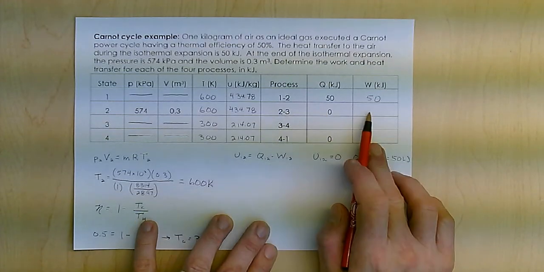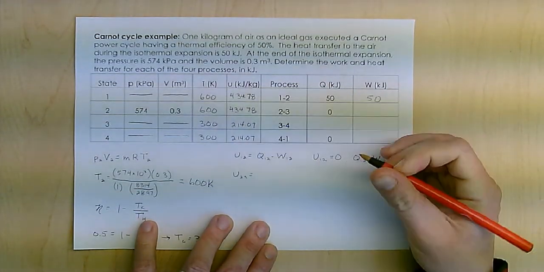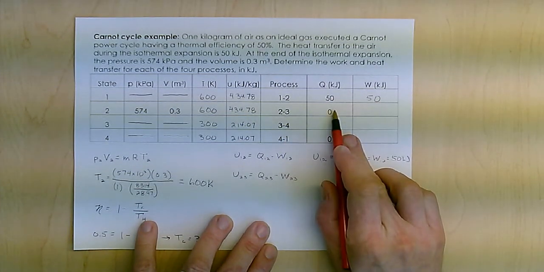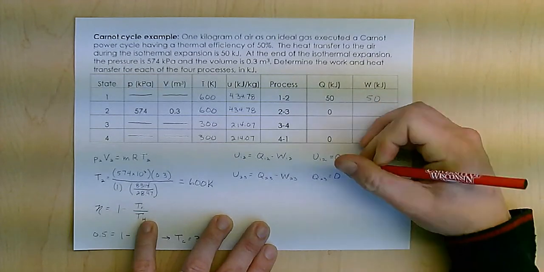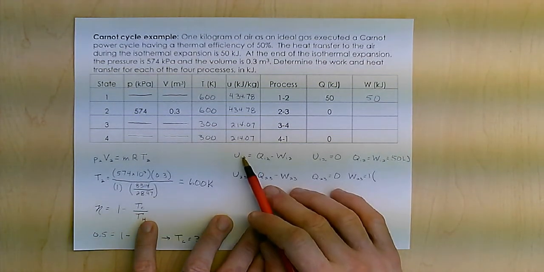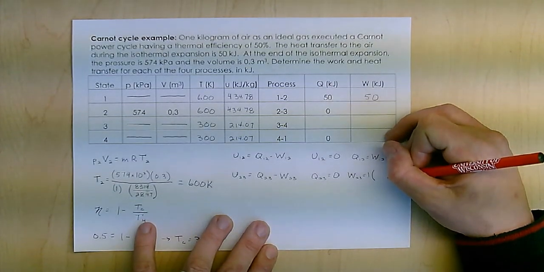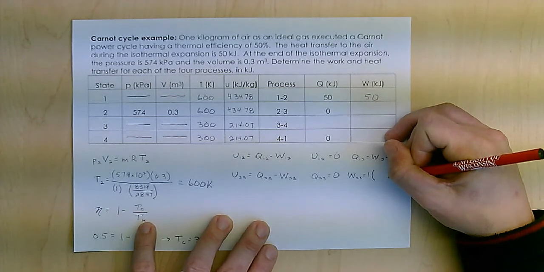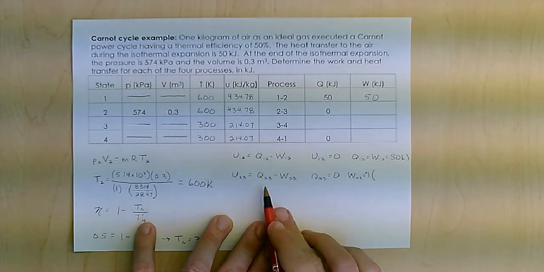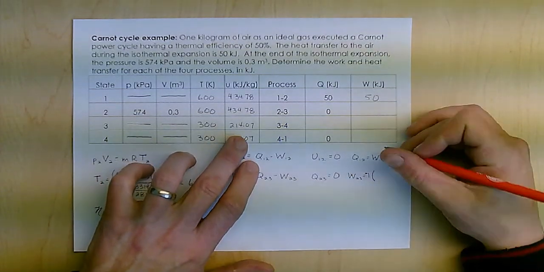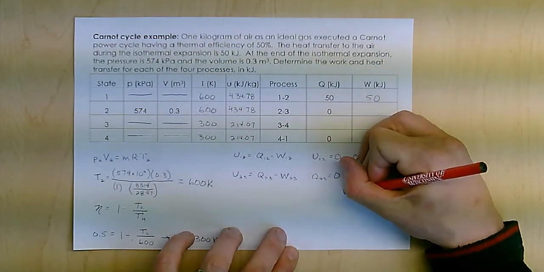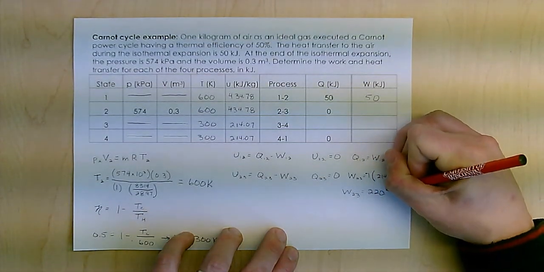Now, for process 2 to 3, U2 to 3 equals Q2 to 3 minus work 2 to 3. Of course, Q2 to 3 is 0. So that means work 2 to 3 equals negative 1 kilogram times delta U, so I'll put a negative sign on here because of this negative sign here. That's negative 214.07 minus 434 point whatever, and I get work 2 to 3 equals 220.7 kilojoules.